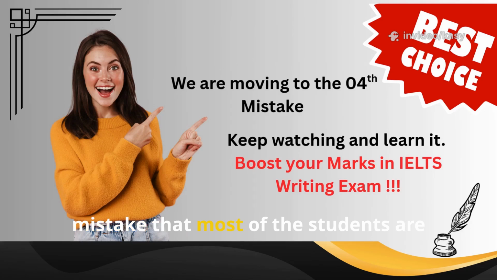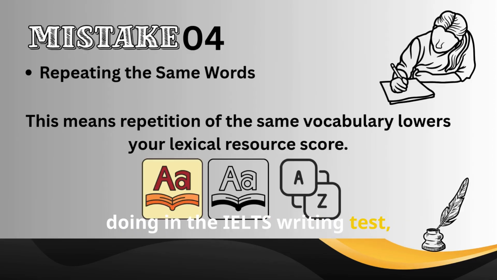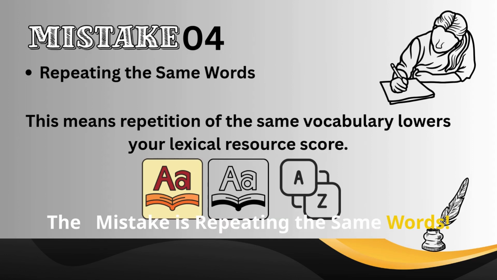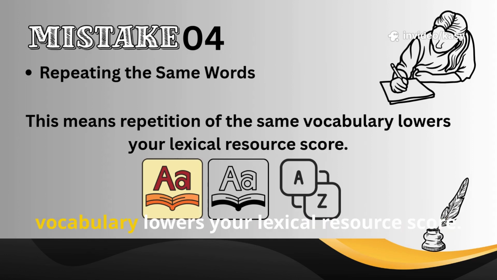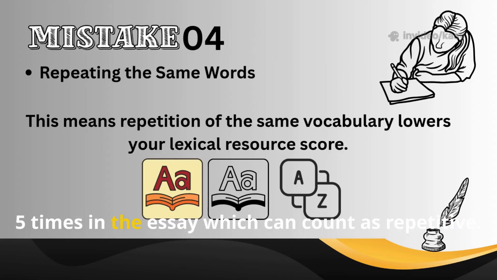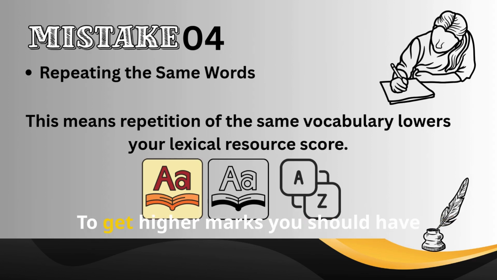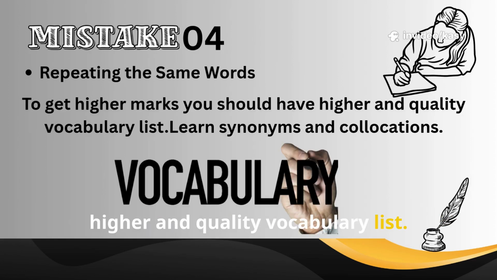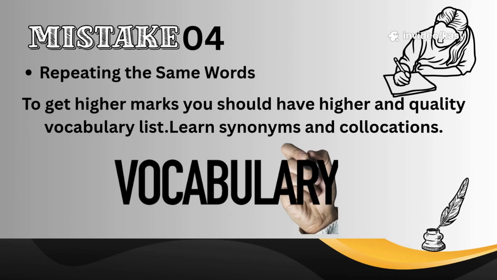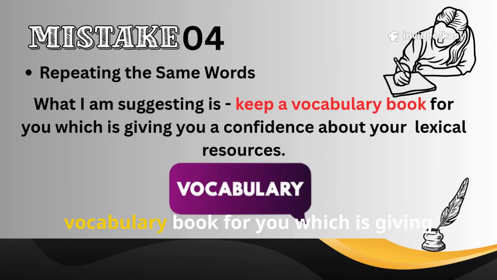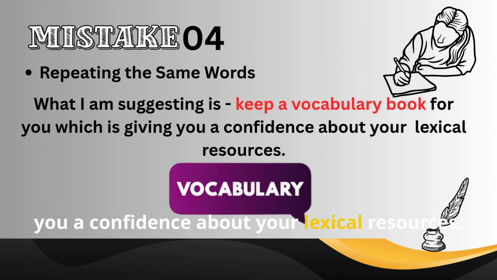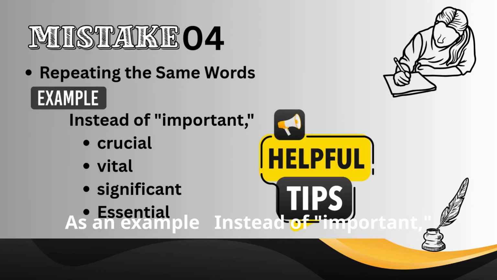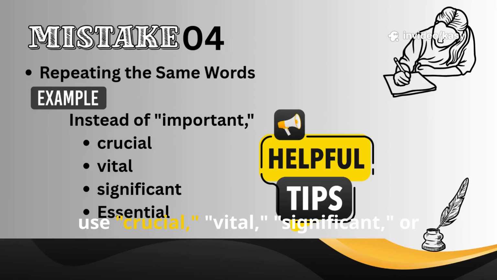Now we are jumping into the fourth mistake that most of the students are doing in the IELTS writing test. The mistake is repeating the same words. This means repetition of the same vocabulary lowers your lexical resource score. If you are using the same word more than 4 to 5 times in the essay, it can count as repetitive. To get higher marks, you should have a higher and quality vocabulary list. Learn synonyms and collocations. What I am suggesting is, keep a vocabulary book for yourself, which gives you confidence about your lexical resources. As an example, instead of important, use crucial, vital, significant, or essential.